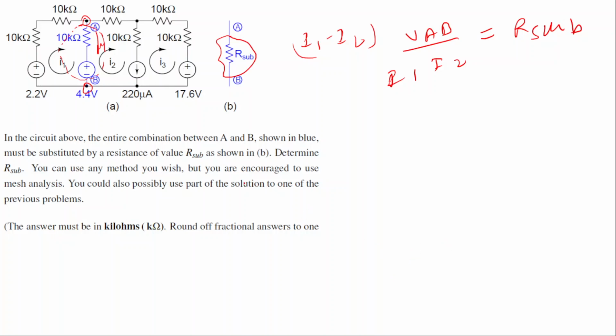This is also a very similar problem to what we have done. Here you need to apply the super mesh concept, like we solved earlier, and write the equation for this. Then you just need to find VAB and the current I in this branch.